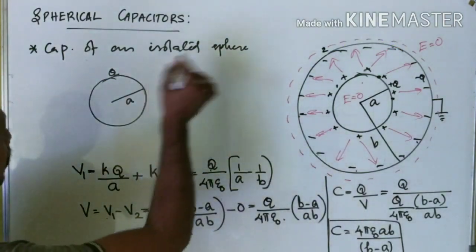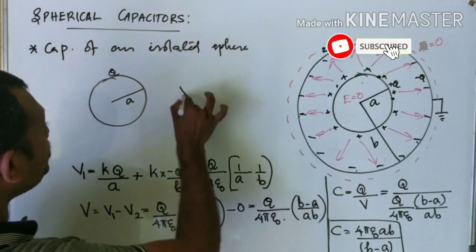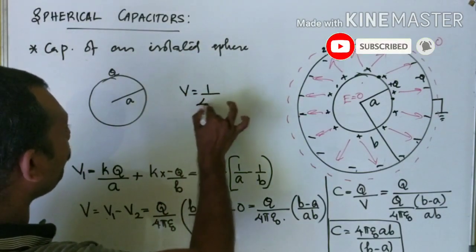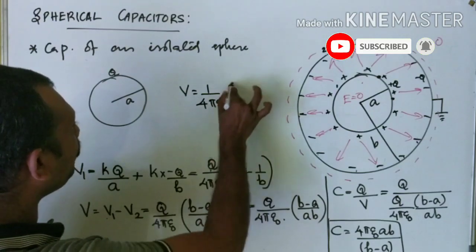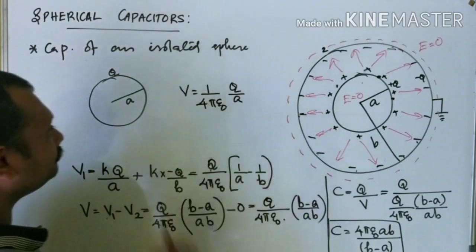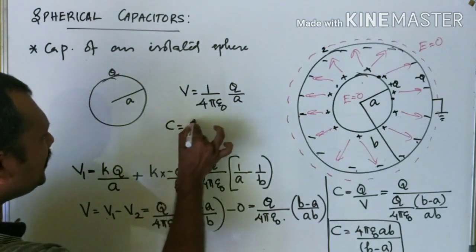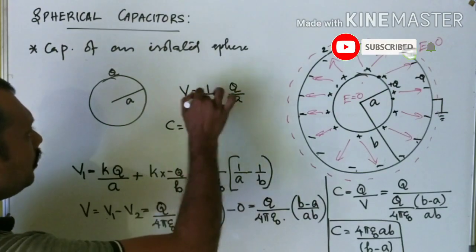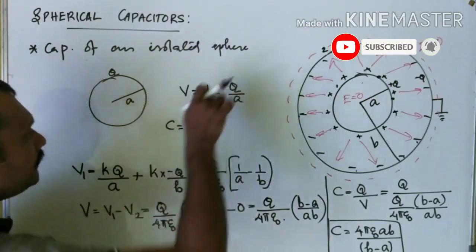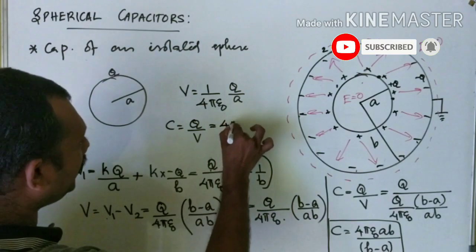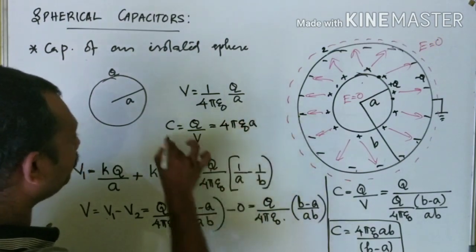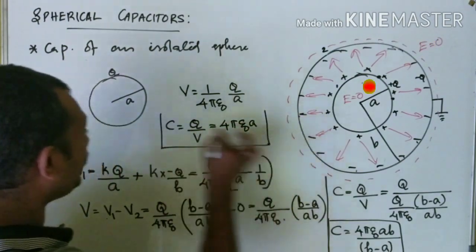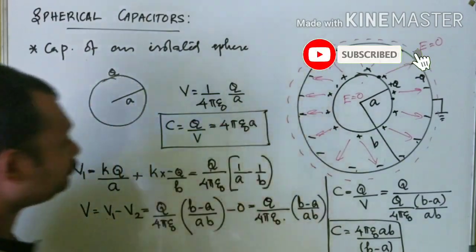In this case, the potential V is equal to 1 by 4 pi epsilon 0 Q divided by A. Capacitance is equal to Q by V. These terms will go to this side and we will come to this side. This is equal to 4 pi epsilon 0 A. This is the capacitance of an isolated sphere.